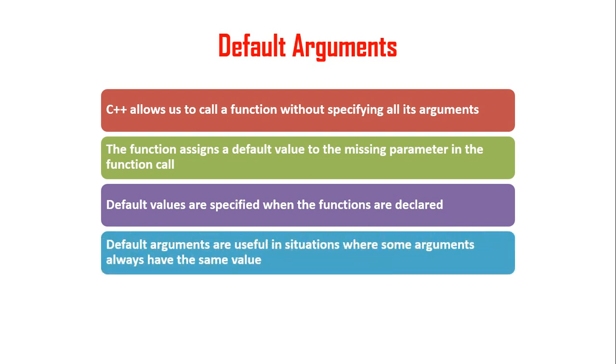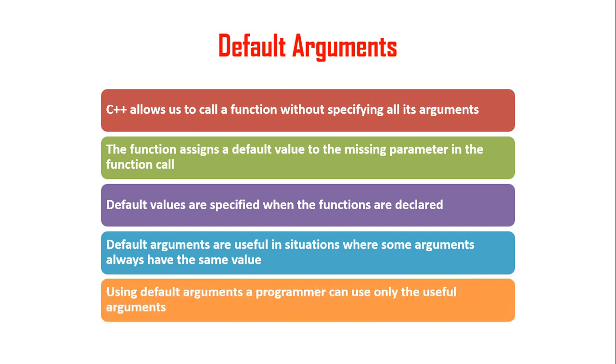Default arguments are useful in situations where some arguments always have the same value, isn't it? If the argument is going to have the same value throughout the execution, then you need not send it separately from the calling statement. So we can use the default argument concept. Using default arguments, a programmer can use only the useful arguments. Whatever is constant, you can neglect it while using the functions.